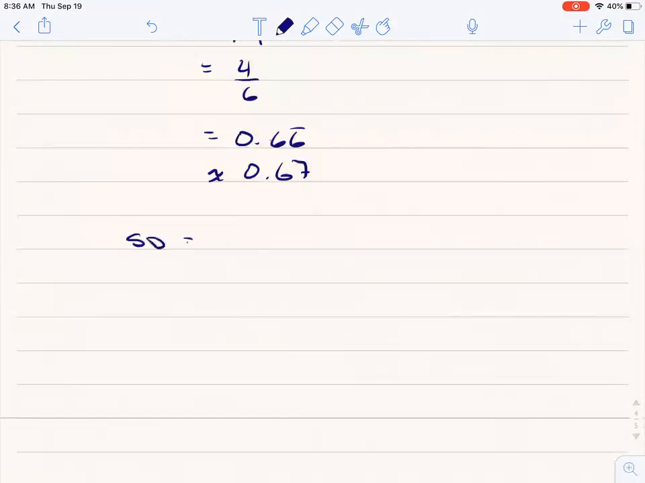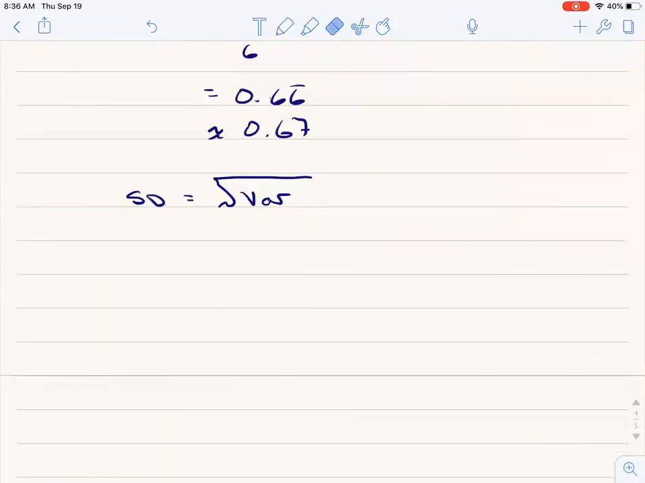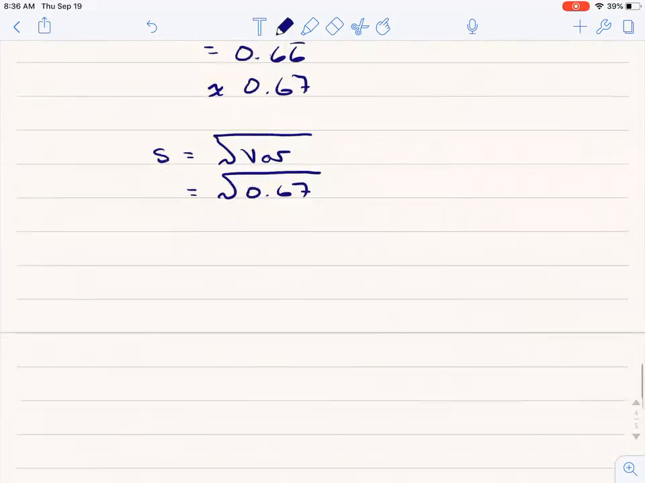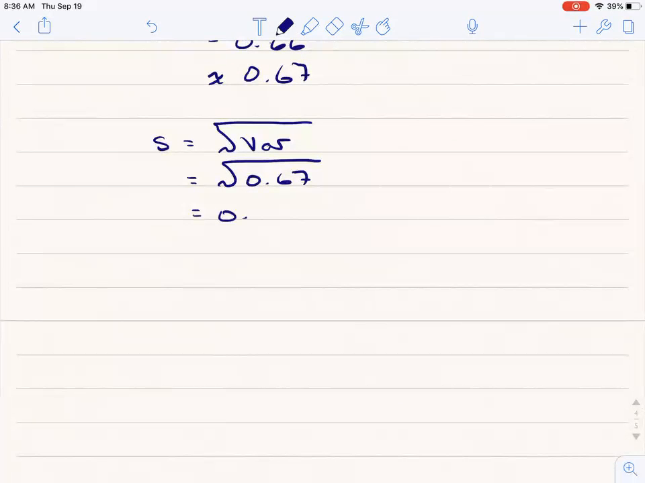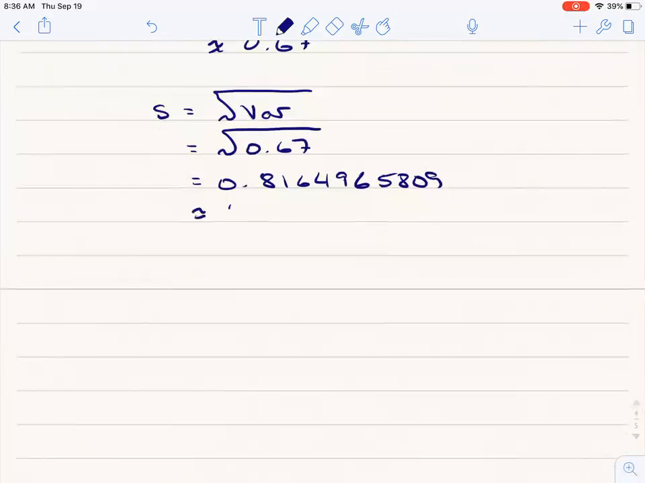The standard deviation is the square root of the variance. I shouldn't say SD, I should just do S. We're doing a calculation here. So the standard deviation is the square root of 0.67, or what I'm going to do is keep all my decimal places on my calculator, right, and just do the square root of the previous answer, which is 0.8164965809. Okay. To two decimal places, roughly 0.82.